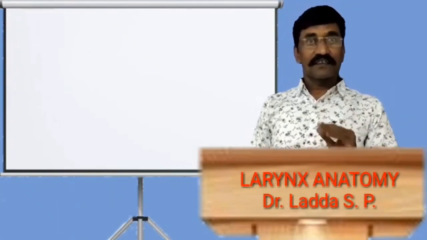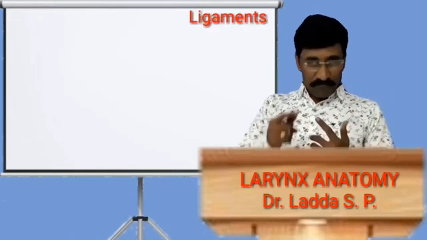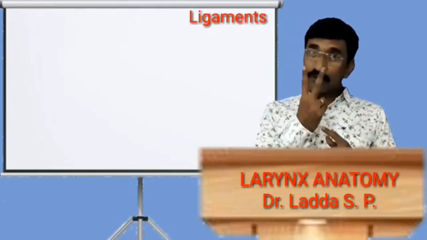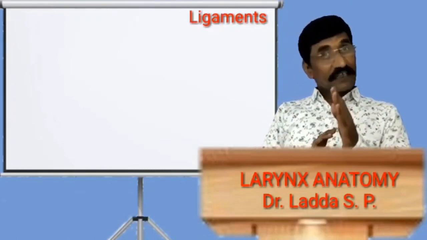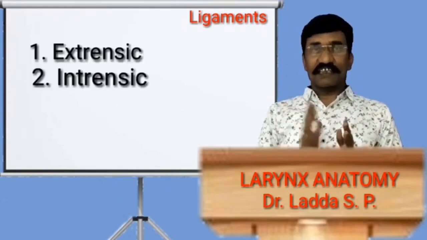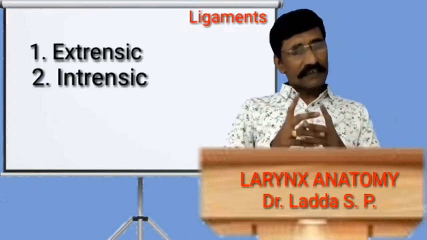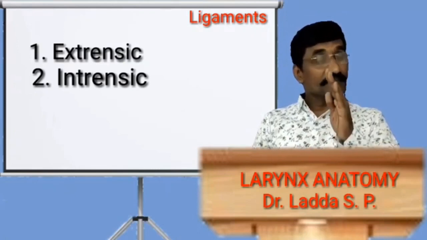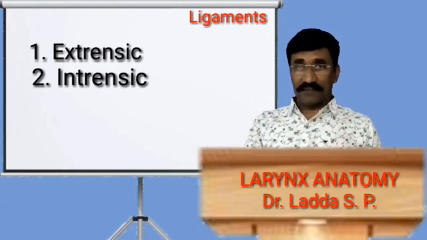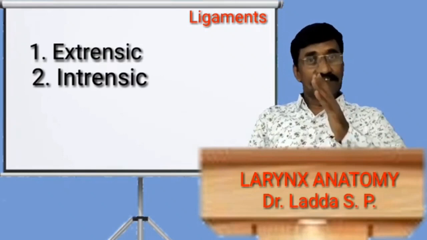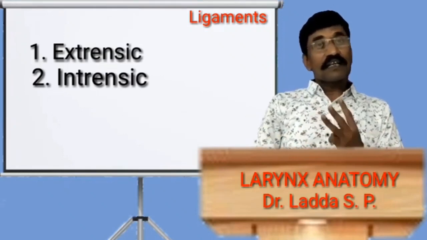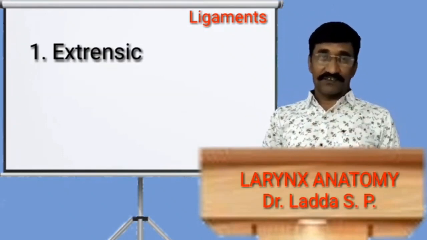Now the next one is the ligaments. For the larynx, there are two types of ligaments. One is extrinsic and one is intrinsic. Extrinsic means the ligaments which are outside the laryngeal cavity, and intrinsic means inside the laryngeal cavity. Now there are three extrinsic ligaments.